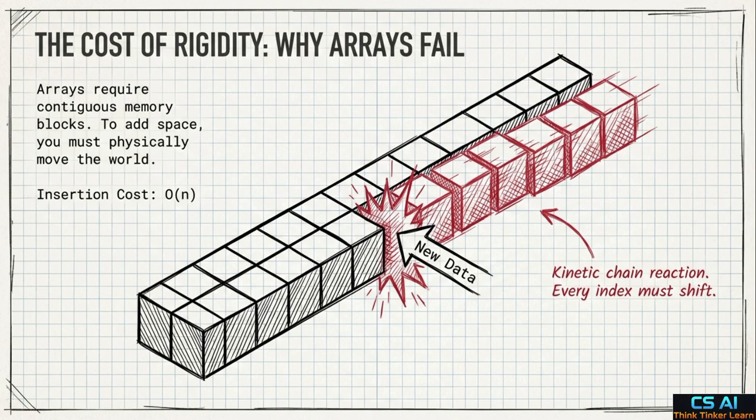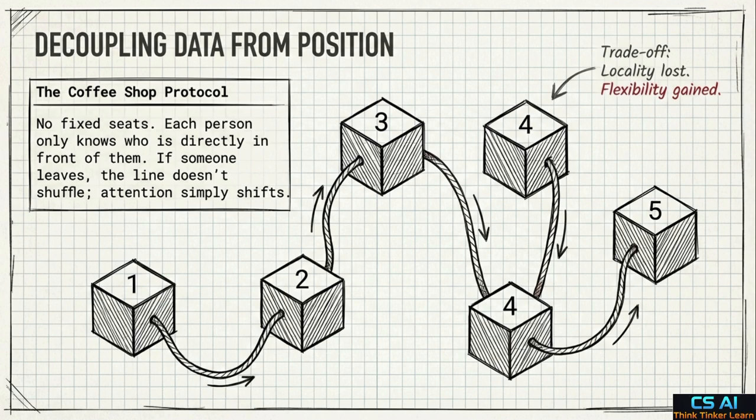This kinetic chain reaction means every index must shift. This operation, insertion, has a cost of O(n), where n is the number of elements that need to be shifted. For large arrays, this can be incredibly inefficient and slow, limiting their flexibility when it comes to dynamic resizing or frequent insertion. This brings us to decoupling data from position.